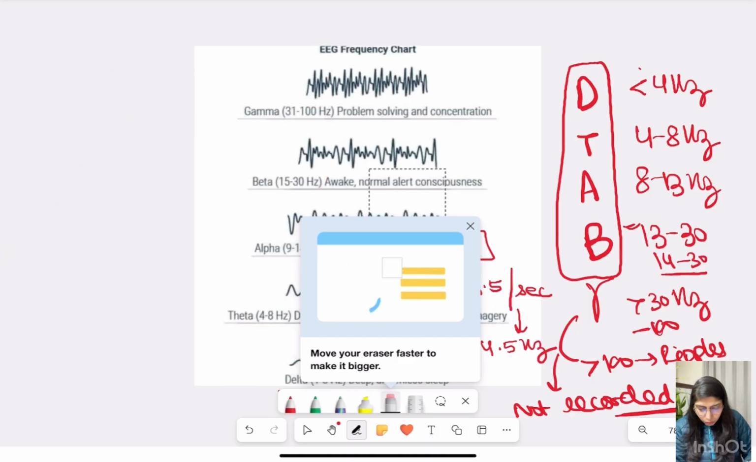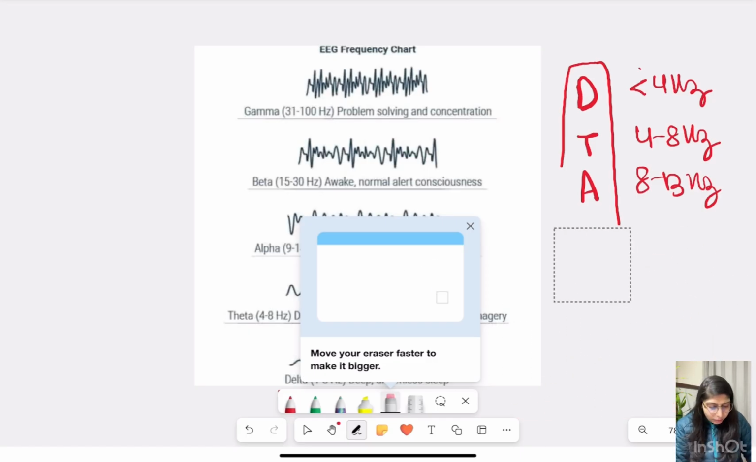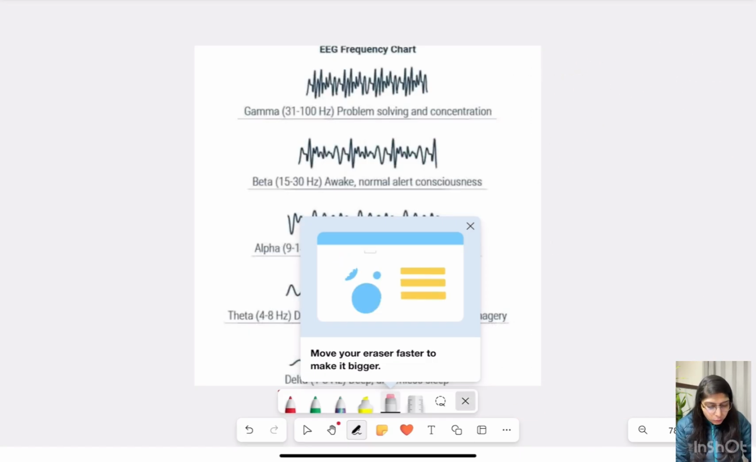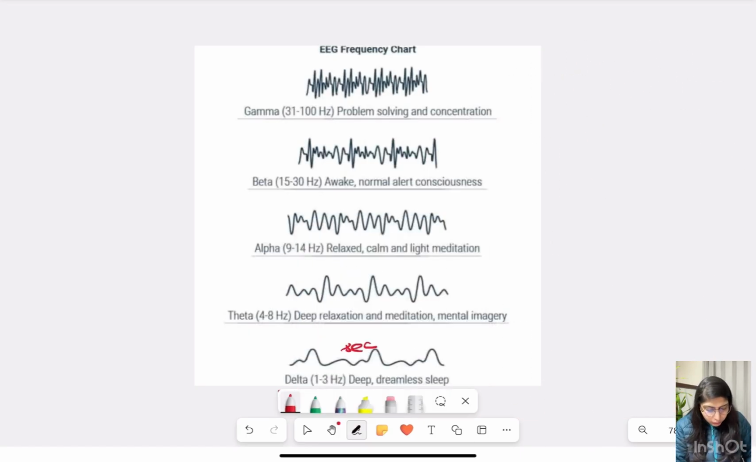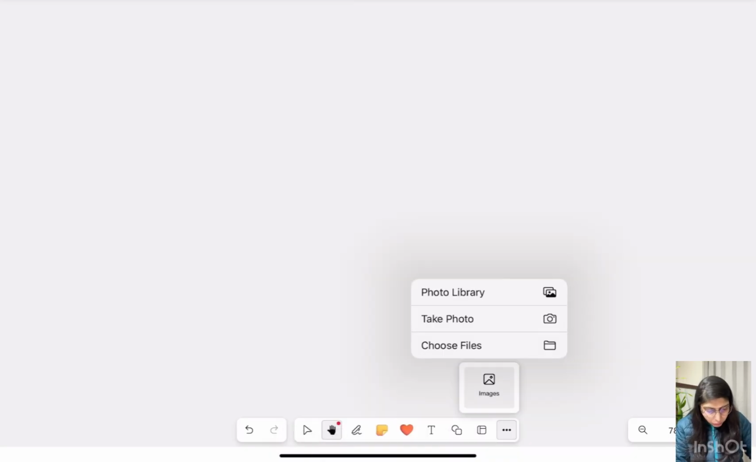Now this is the normal awake EEG and the normal waveforms in the EEG. We also need to know the normal EEG patterns in sleep cycles. So let's look at the sleep EEG.